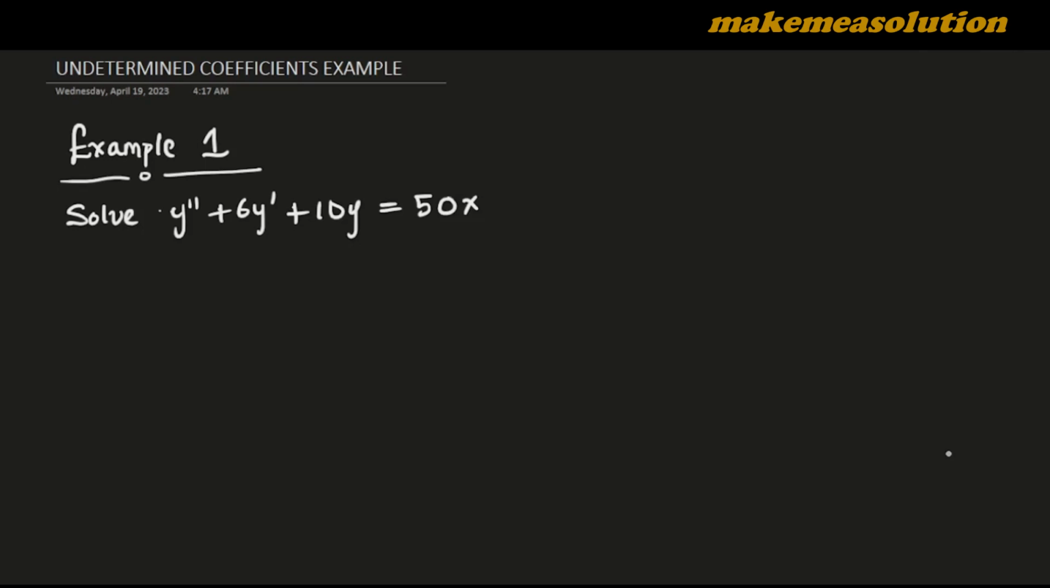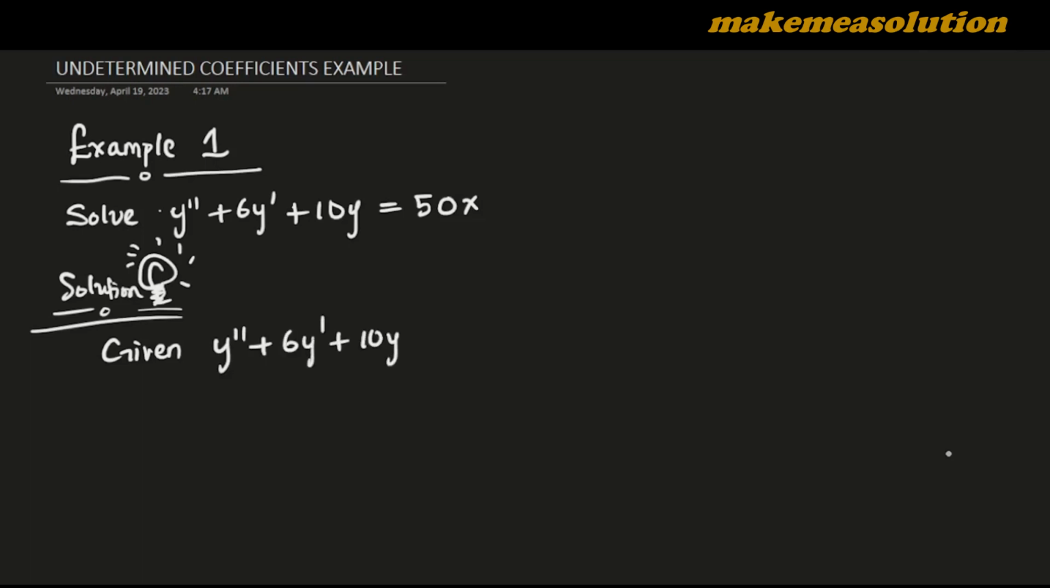Now the best method to use to solve this kind of problem is called undetermined coefficients. Okay, so solution. Now I'll tell you why I said undetermined coefficients. When you're given a problem like this, y double prime plus 6y prime plus 10y equal to 50x, observe the right hand side carefully. The right hand side will teach you the method that you should use.